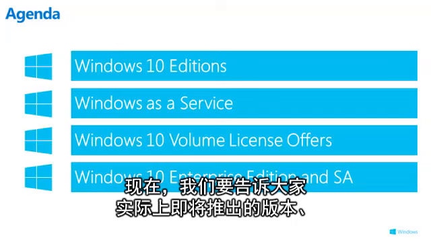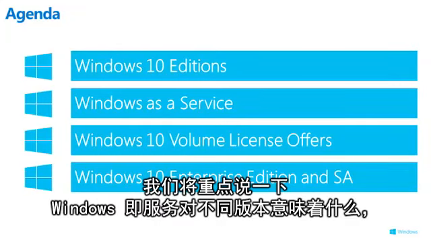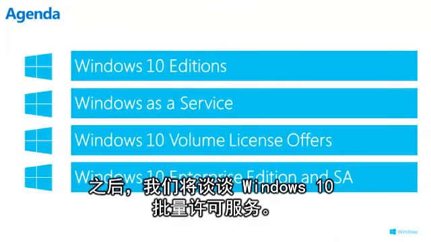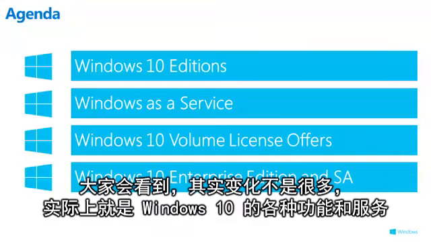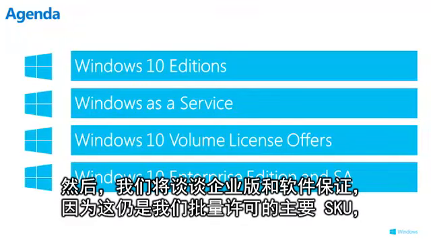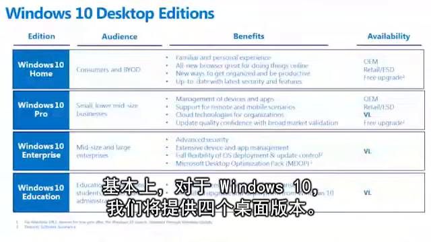Now we're going to actually tell you the editions that are coming out, the SKUs, and what you get with them. We're going to focus on what Windows as a service means for the different editions and then the licensing. So from there we will feed into the Windows 10 volume licensing offers. You'll see there's actually not a whole lot of change. It's really just about how Windows 10 features and servicing map to our volume licensing. And then we'll talk about Enterprise Edition and Software Assurance because that remains our hero SKU for volume licensing, our hero offer.